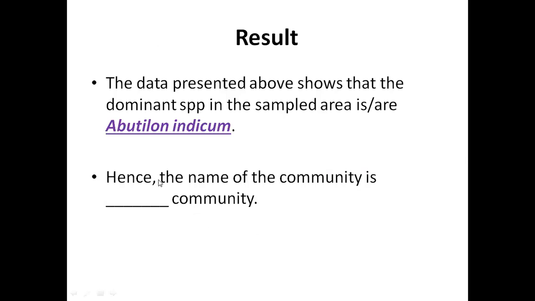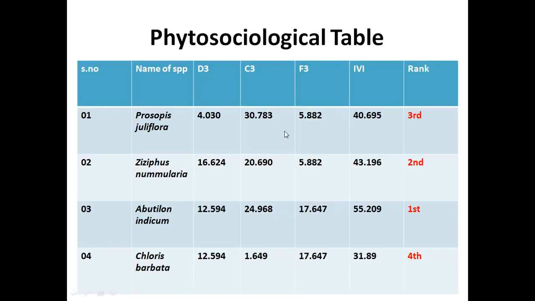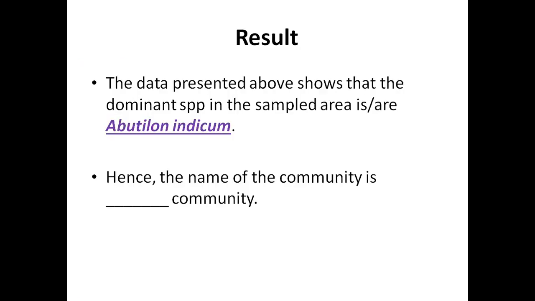So the name of the community can be given accordingly. Like you can see here that Abutilon indicum is the dominant species. So the name of the community can be like Abutilon, Ziziphus, or Prosopis, or Abutilon, Ziziphus, or something like that. And mostly the name of the community is determined after using software.